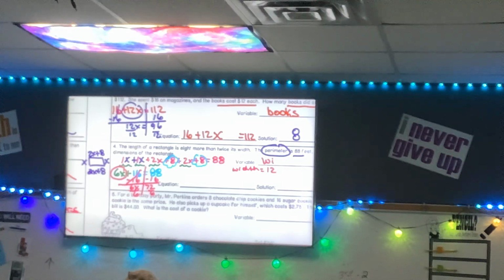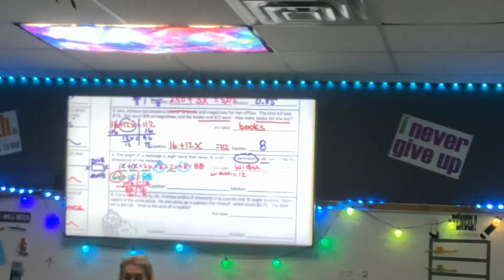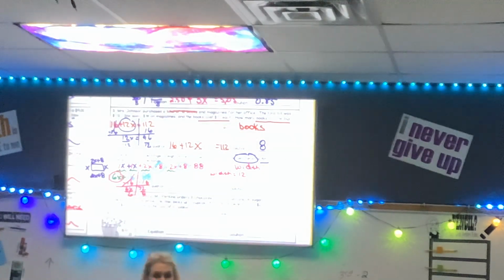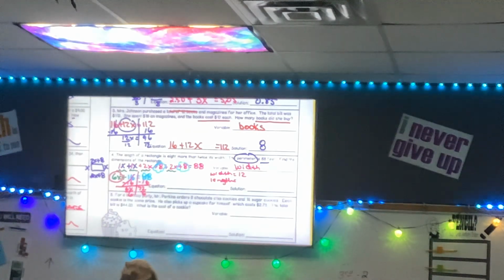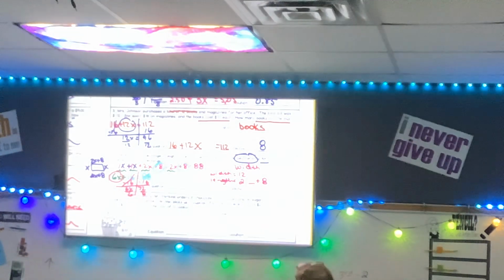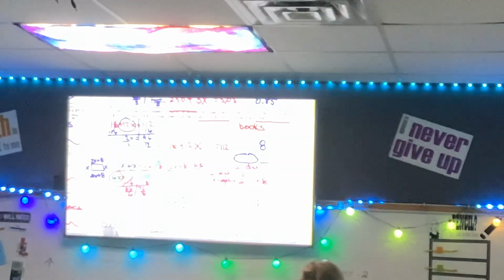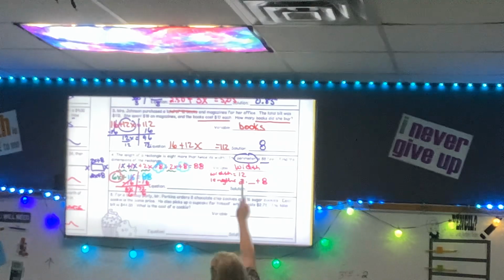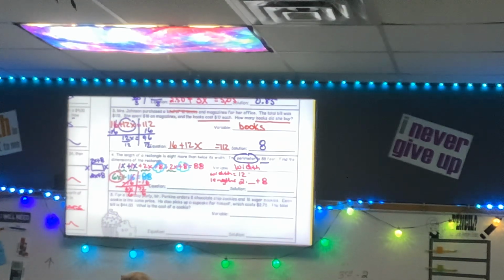And we were looking for our width. The question says find the dimensions. So now we're going to look at the length. Your length, I'm going to write 2 times blank plus 8. I put a blank there because that's where the x was. Because wasn't our length 2x plus 8? So I just put a blank where that is. You just told me my x was 12. So I'm going to put a 12 where my blank is.